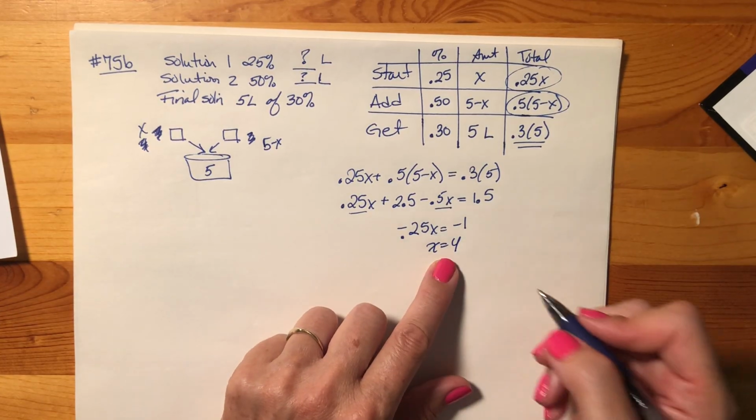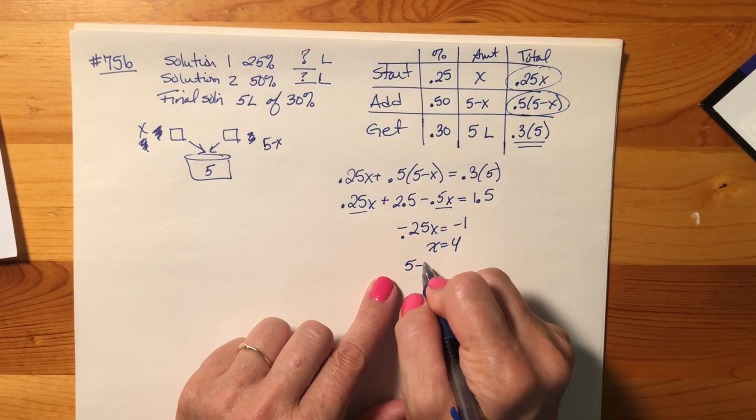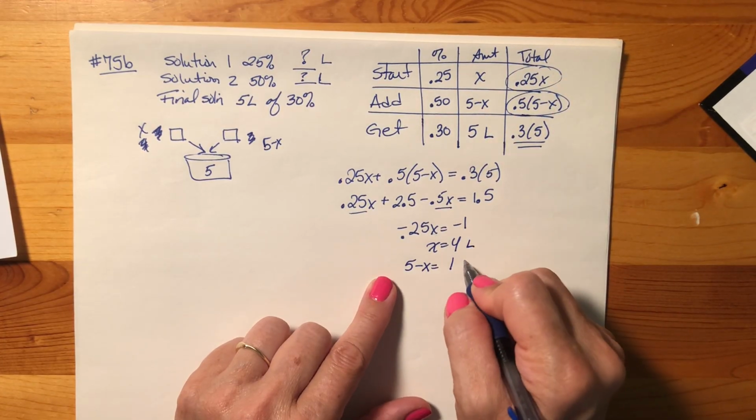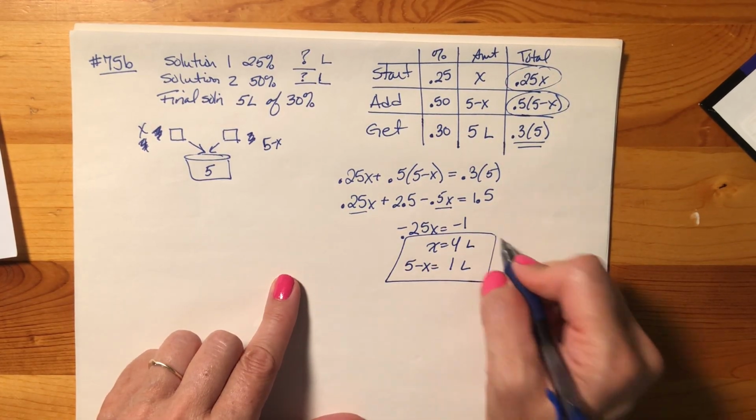If x is equal to 4, what is 5 minus x? Right, it's going to be 1. And I'm dealing with liters, so I should say liters here. Okay, so there's my final answer.